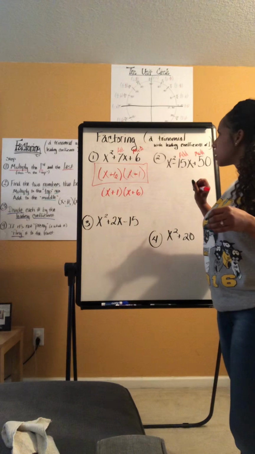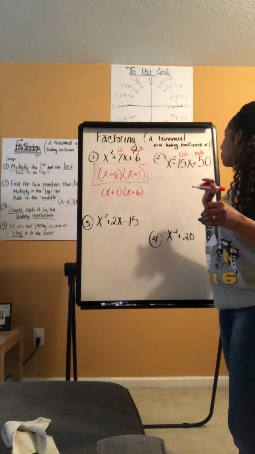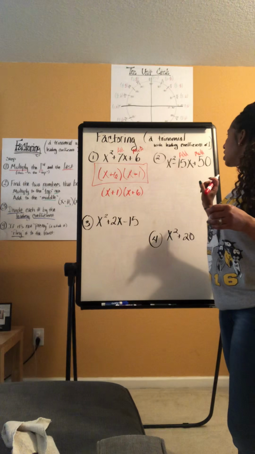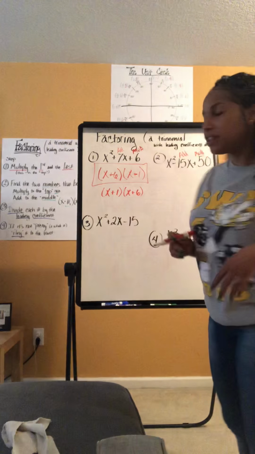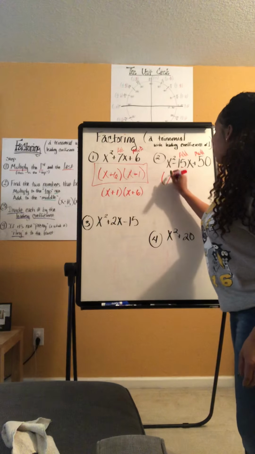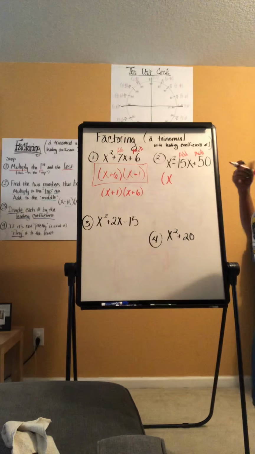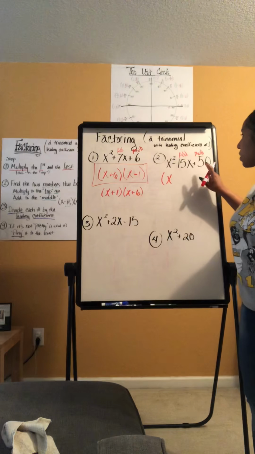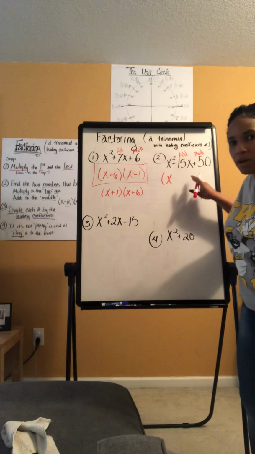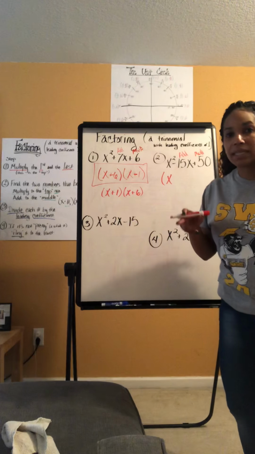3 doesn't work. 4 doesn't. No, 4 doesn't work. That's 12.5. 5 and 10. 5 and 10 are your numbers, all right? So a 5 and a 10, if they want to add up to a negative 15 and multiply to a positive, if it multiplies to a positive, your signs need to be the same.